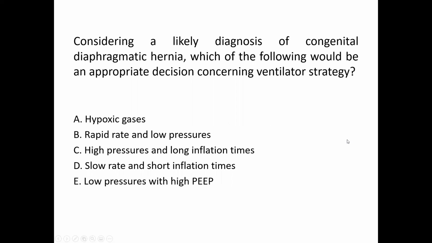Considering a likely diagnosis of congenital diaphragmatic hernia, which of the following would be an appropriate decision concerning ventilator strategy? Well, it's an underdeveloped lung. B. Rapid rate and low pressure, yes, very good. So keeping pressures low because we have less lung parenchyma, and then ventilating faster to blow off CO2 would be the best strategy.